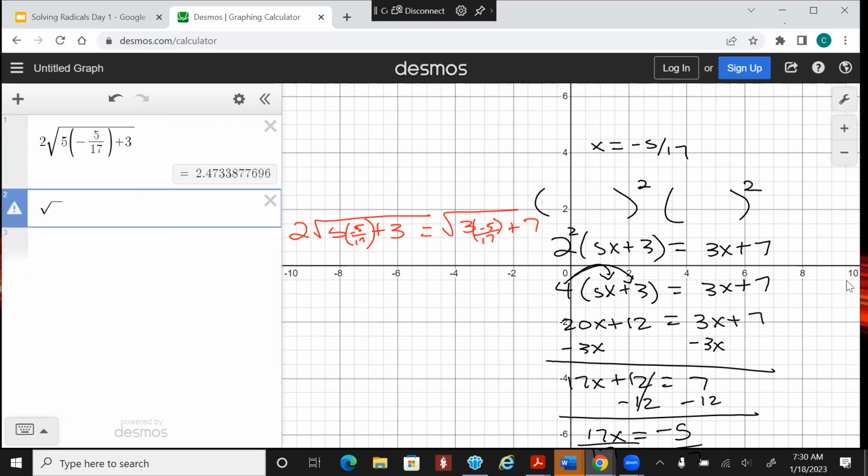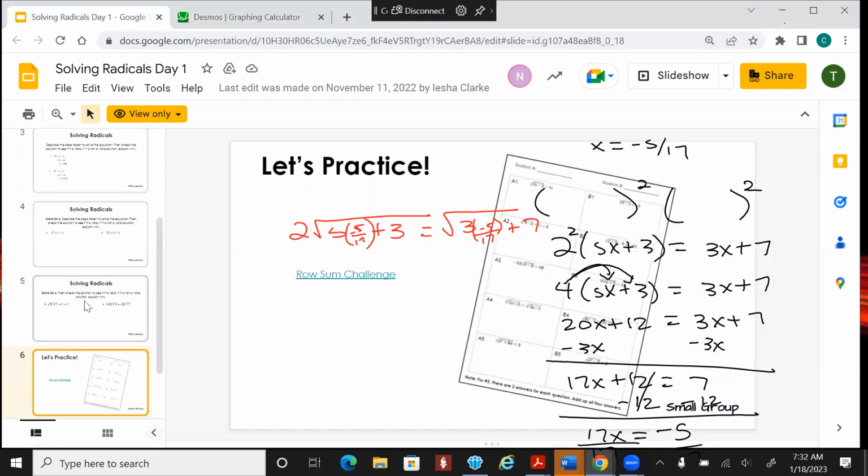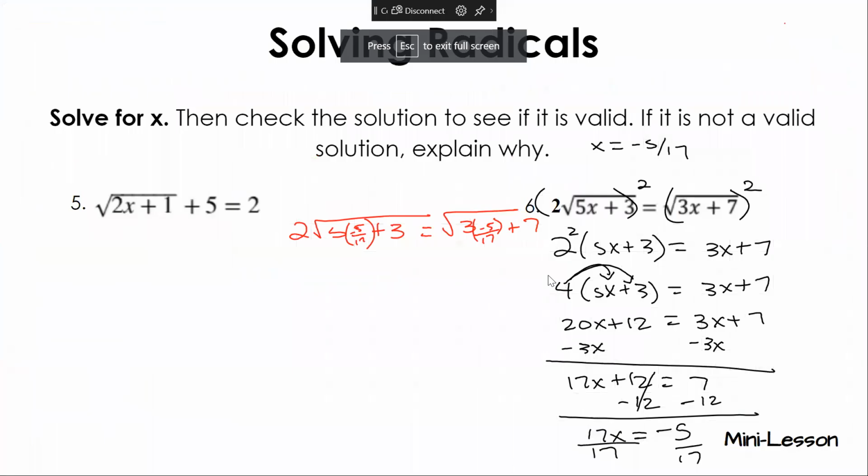So 3 times negative 5/17 plus 7. Yes. So you see that both of these are equal to each other. Okay, the decimals are the same. Okay, please don't type all of this in one row because it won't give you an answer. So you type one side and then the other side. So yes, it does work. So negative 5/17 would be our answer. There we go. So yes, it works. x equals negative 5/17.